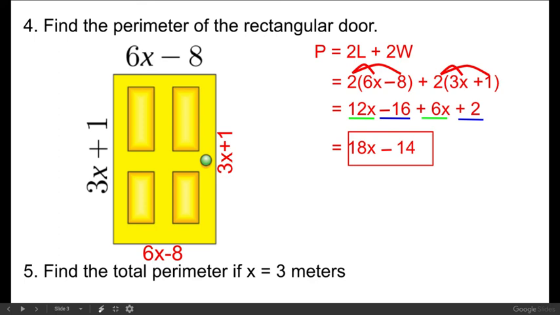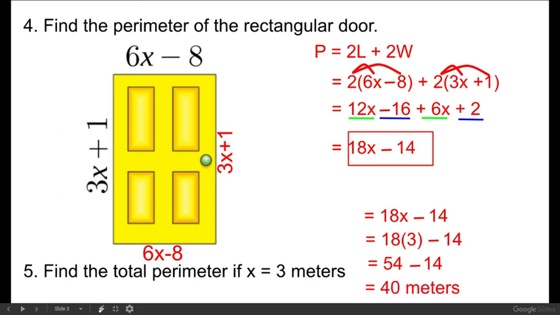I'm going to take this question one step further. For number 5, I want you to tell me the total perimeter of this door if x was equal to 3 meters. So basically, that means I'm going to plug 3 in for x. So I'm going to take my perimeter, but instead of x, I'm plugging in 3. So using PEMDAS, I'm going to multiply 18 times 3 first, which gives me 54. And then 54 minus 14 is 40.